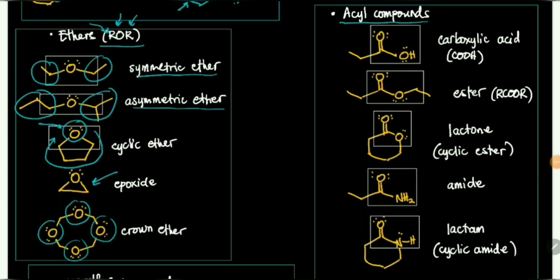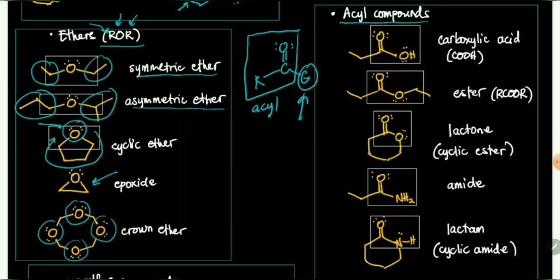So acyl compounds have a general structure. So ang general structure nila ay ganito. Okay? Tapos, ganyan. So, meron tayong tinatawag na acyl group. So, the acyl group is the C double bond O, tapos yung isang bond ay nasa alkyl group or aryl group. So, this is acyl. Okay? This is the other group. Ito yung gagamitin natin para ma-classify yung ating acyl compound.